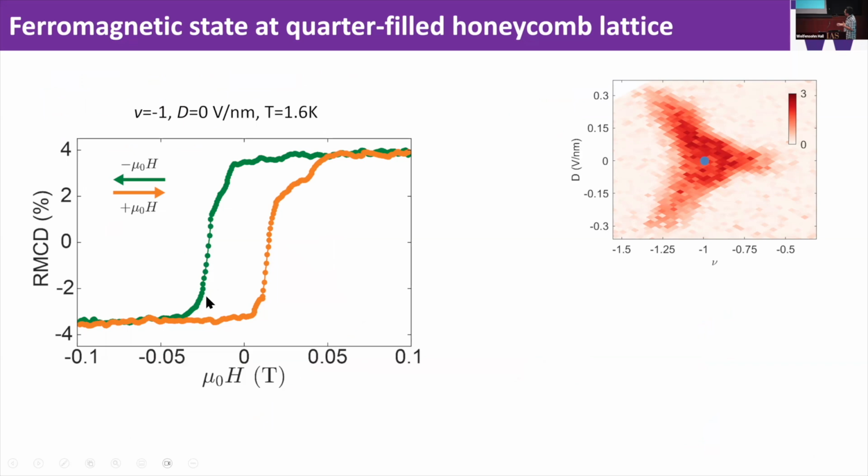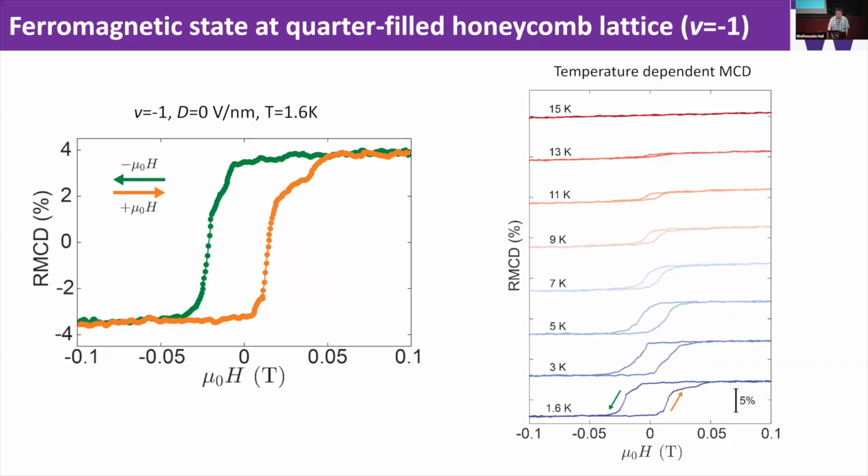Then I can measure this MCD signal as a function of magnetic field. So this field, I sweep the field back and forth. You see a hysteresis. The data is taken at 1.6 kelvins. It shows we do have ferromagnetism.